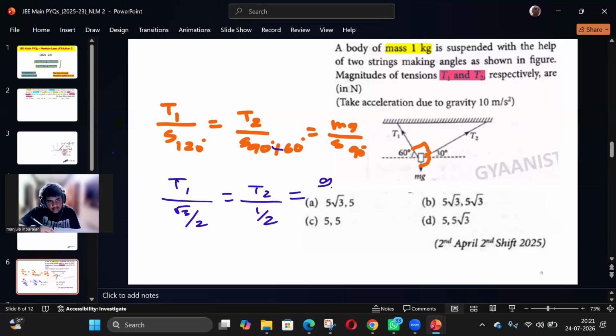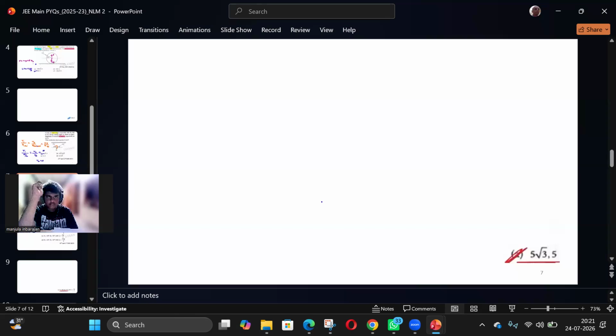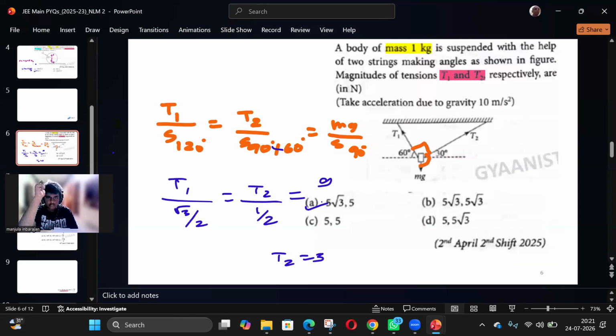It is g, in case of T1 and T2 respectively. mg by 1, T2 is 5 mg. T2 is 5, T1 is 5 root 3. Option A. So three forces are in equilibrium, which means you can use Lami's theorem, which is based on the sine rule of a triangle.